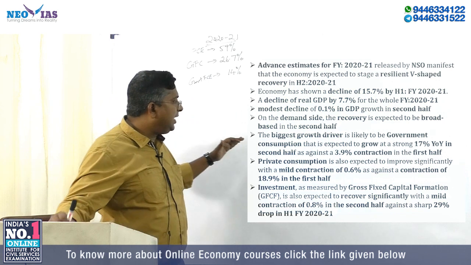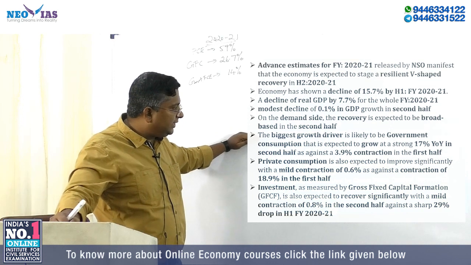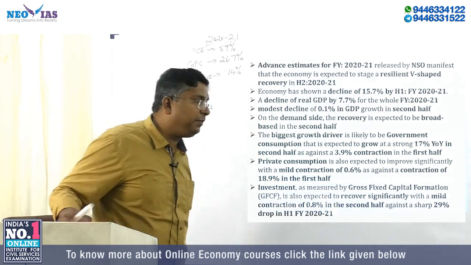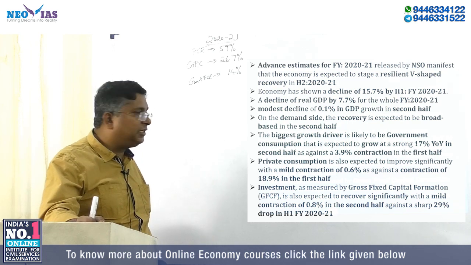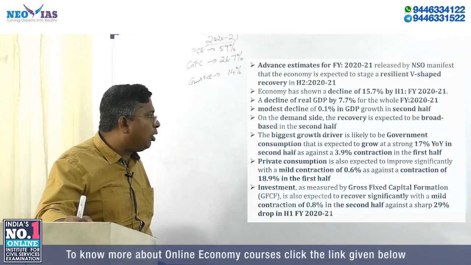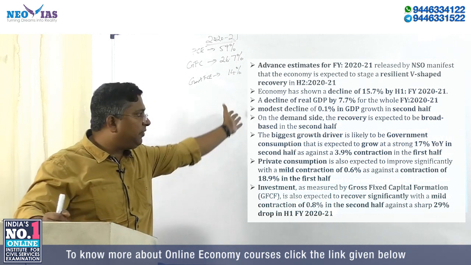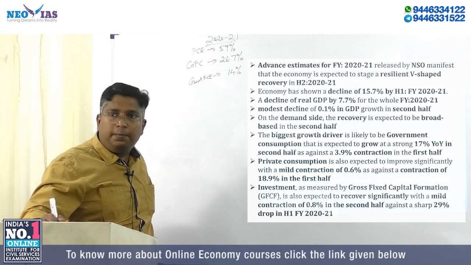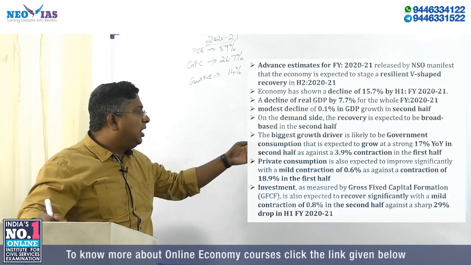So it is saying that the recovery is broad based in the second half, and that the biggest growth driver in the second half is likely to be government consumption. Understand, it is nothing but government expenditure, which is expected to grow at a strong 17% year on year. YOY is year on year, comparing this year with the previous year. In the first half, the government consumption had contracted.